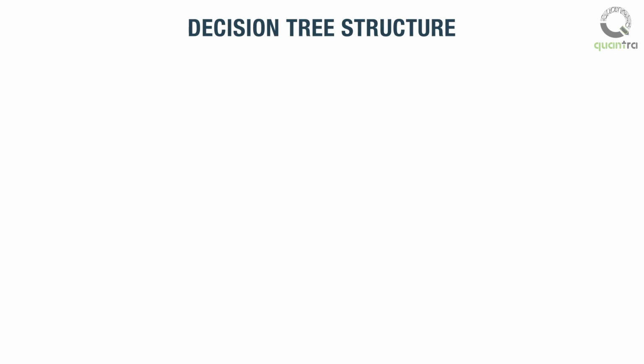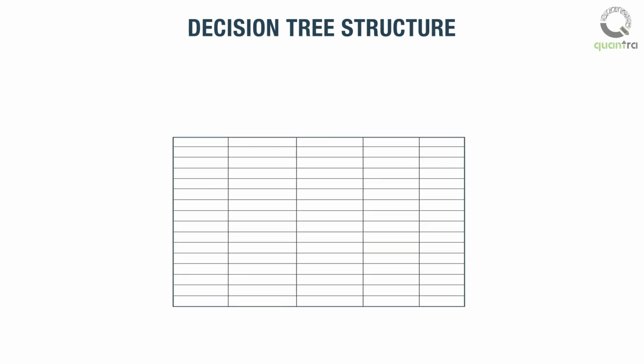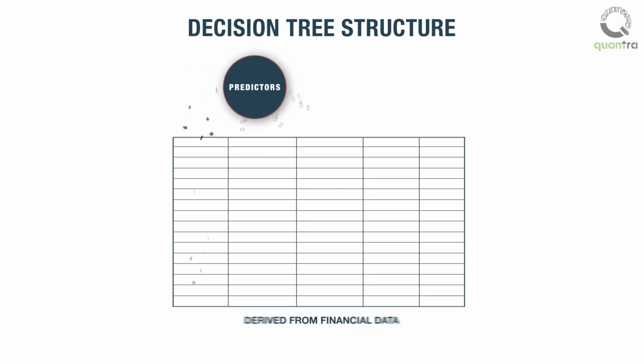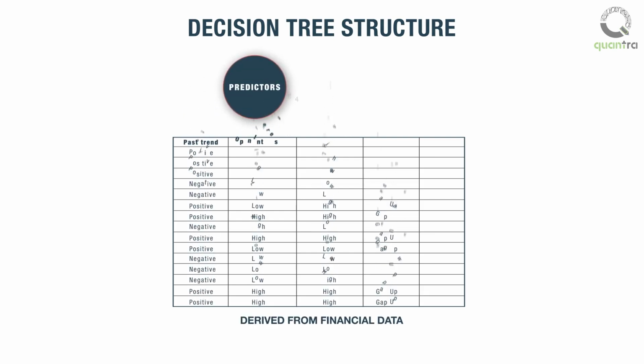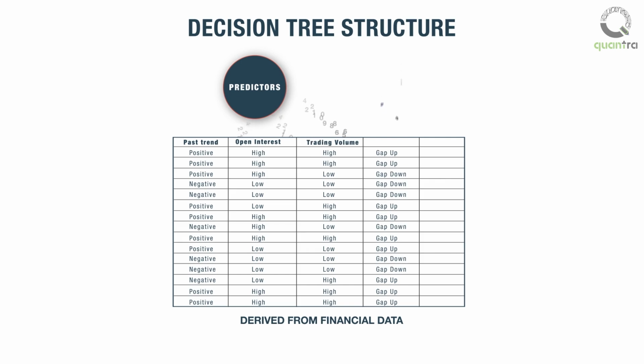Let us understand the structure of a simple decision tree. The example dataset comprises 4 predictors, namely past trend, open interest, volume, and gap price for a stock. The target variable return indicates the daily change in the stock price, which can be either up or down.